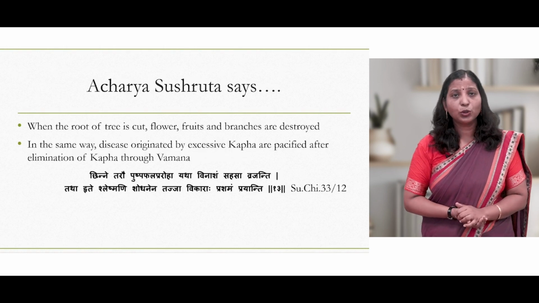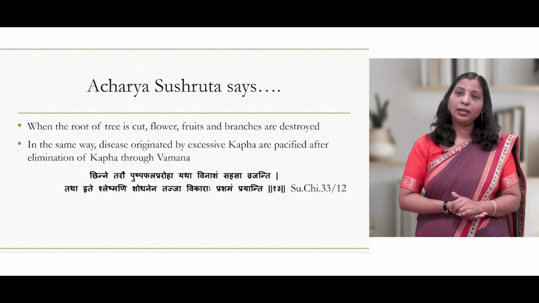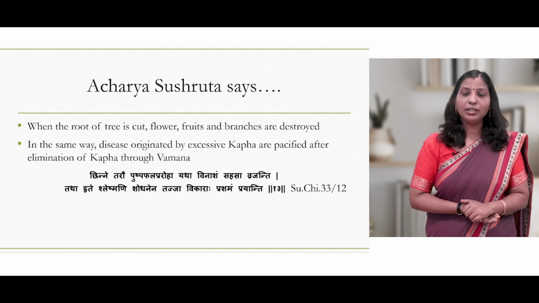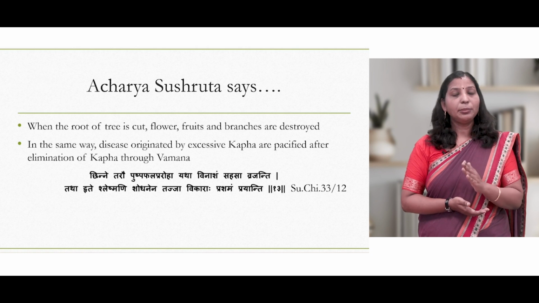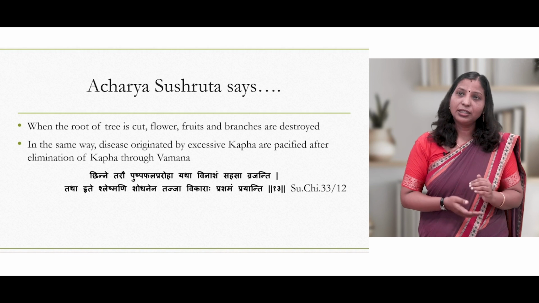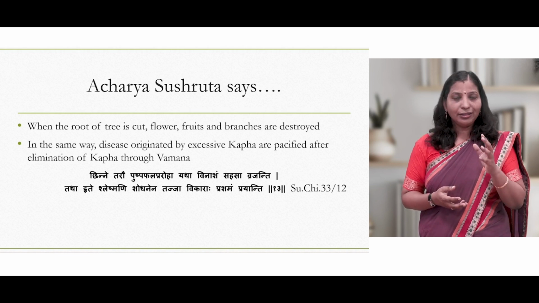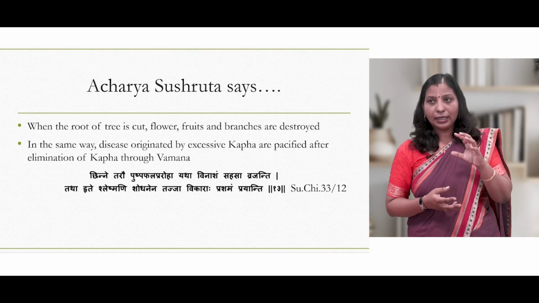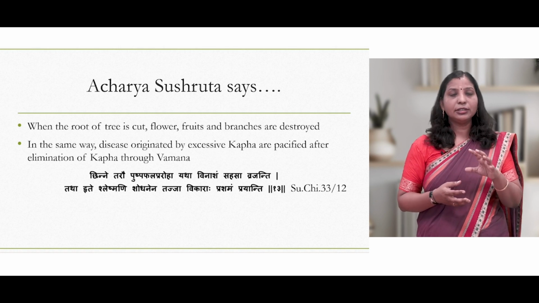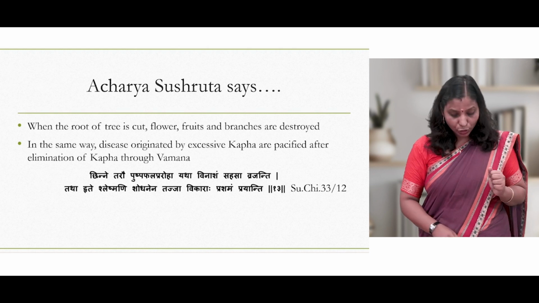Acharya Sushruta also says: Chinna taro pushpa phala praroha yatha vinasham sahasa vrajanti, tatha vrute shleshmani shodhanena tat vikara prashanam prayanti. When the root of a tree is cut, the flowers, fruits and branches are destroyed. In the same way, when a disease originates from excess kapha, the whole disease is pacified after the elimination of kapha through Vamana.